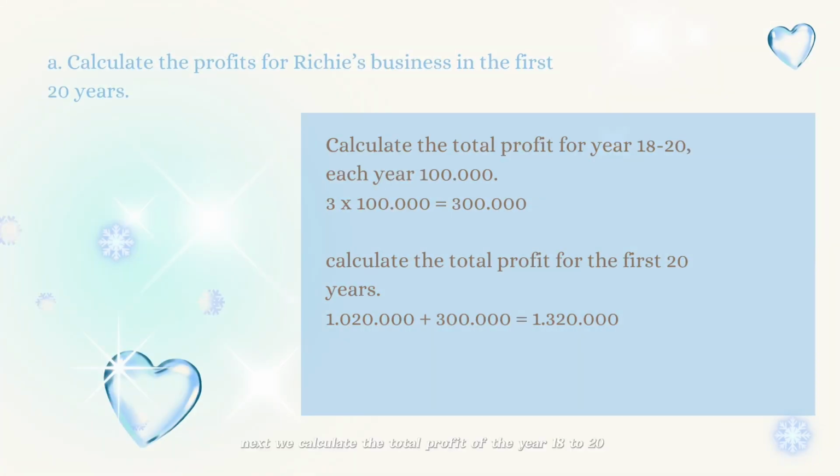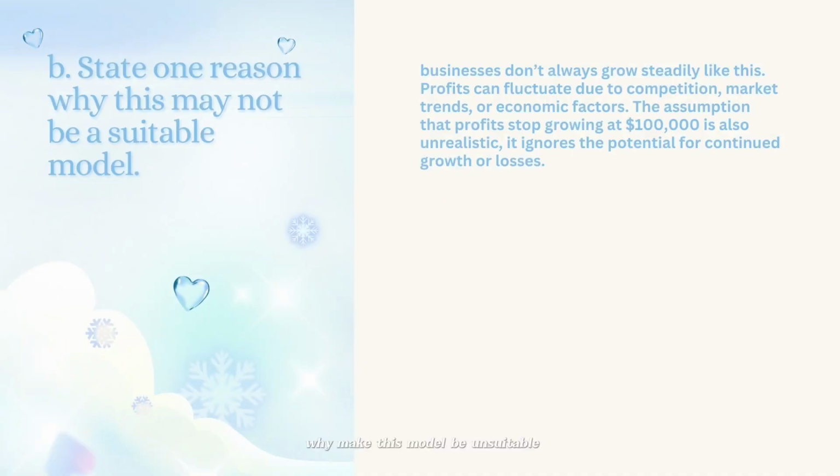Next, we calculate the total profit of year 18 to 20. Each year is 100,000. To easily count it, we just times the 100,000 by 3. The result is $300,000. Next, we calculate the total profit for the first 20 years. Based on the result we got just now, 1,020,000, we add it to 300,000. The result is 1,320,000.